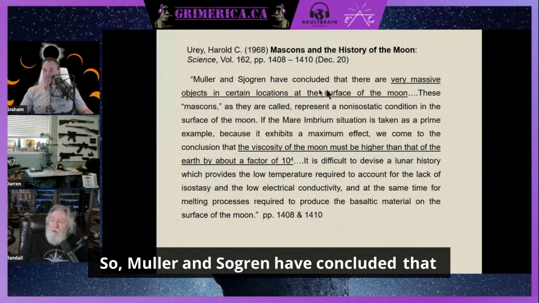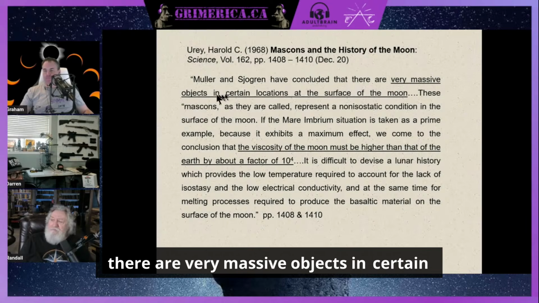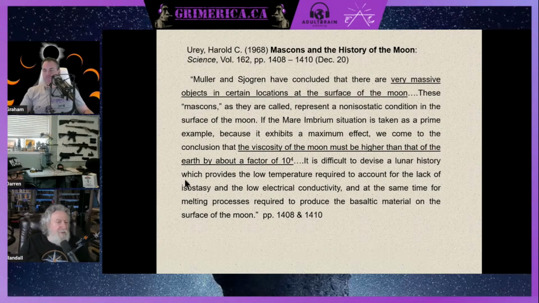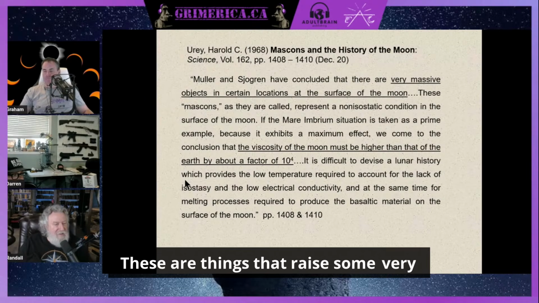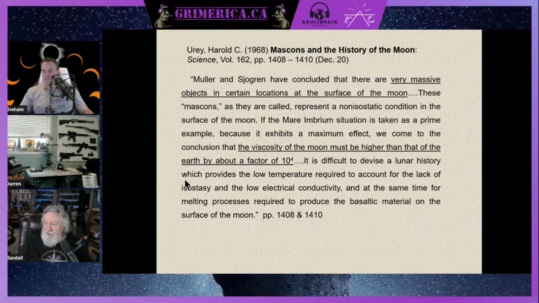So Muller and Sjogren have concluded that there are very massive objects in certain locations at the surface of the moon. Now, we see these are anomalies. These are things that raise some very interesting questions.